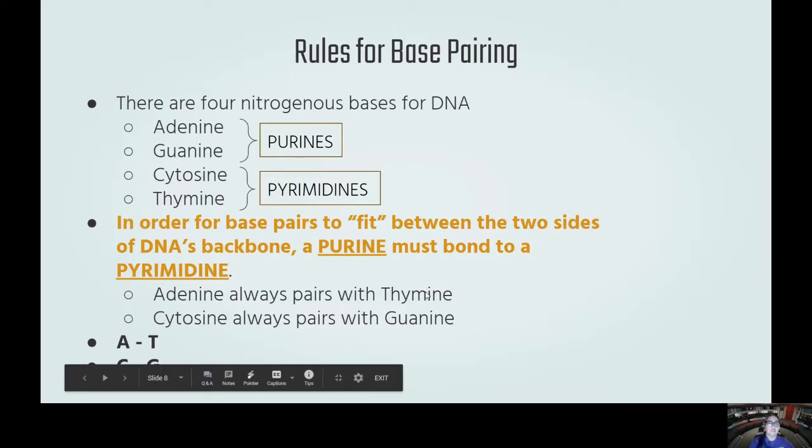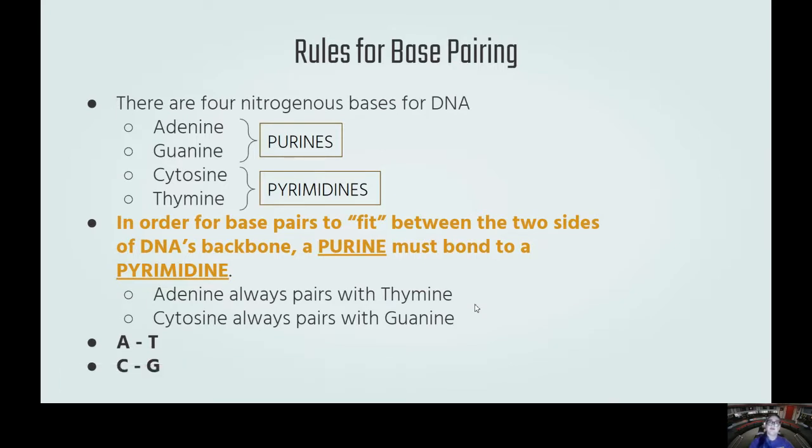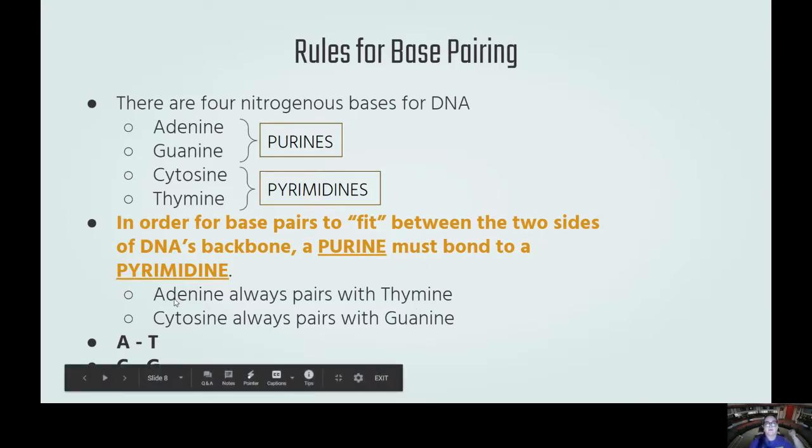And so these two are always going to be together. A and T are always going to be together. Cytosine and guanine, C and G, are always going to be together. So if you have a C on one side, you know you're going to have a G on the other. That's the only thing you can have on the other side, right? And if you have a T, the only thing you can have on the other side is an A. So that makes things easy, right?